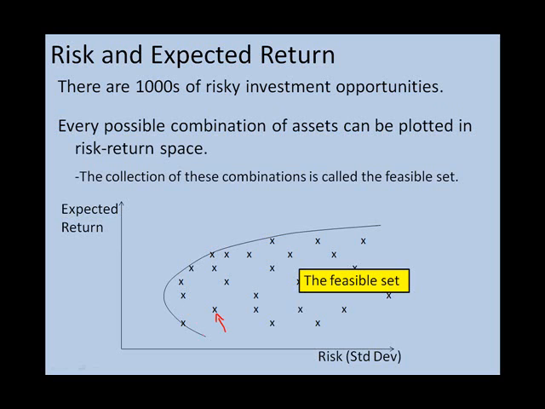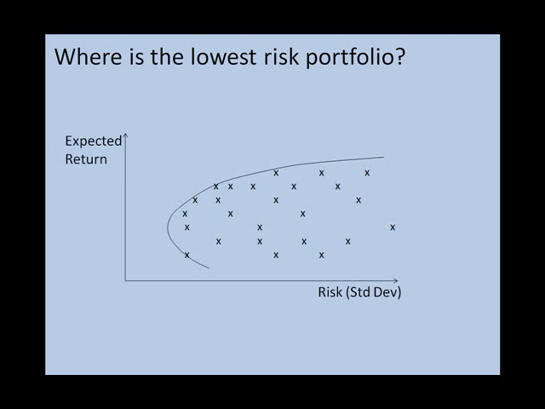The curve, or parabola, on this diagram represents the edge of the feasible set. All different combinations are contained on or within this curve. Where is the lowest risk portfolio then in the feasible set? Risk is being reduced as we move to the left of the diagram. It reaches its minimum point right here. And in finance, we call this minimum risk point the minimum variance portfolio.